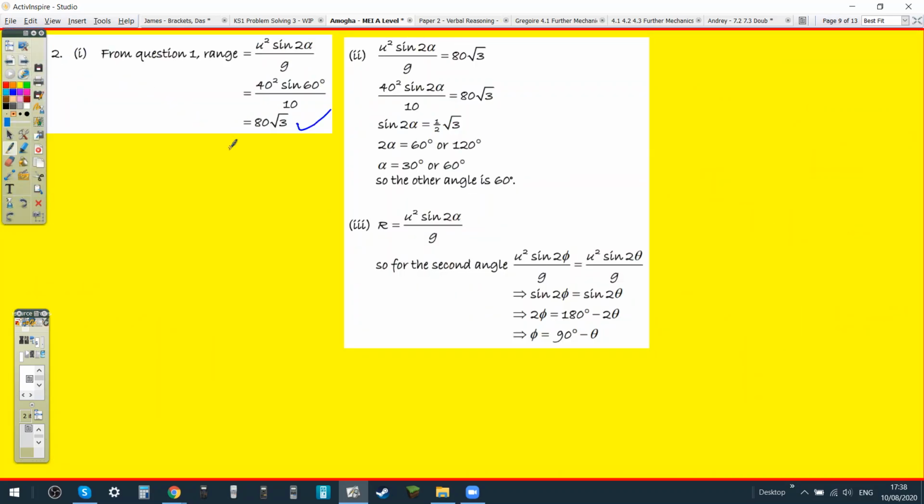I'm not sure. Let's see. So this thing is 90 minus theta. That's all right. There we go. And this one is 30 or 60, so the other one is 60.